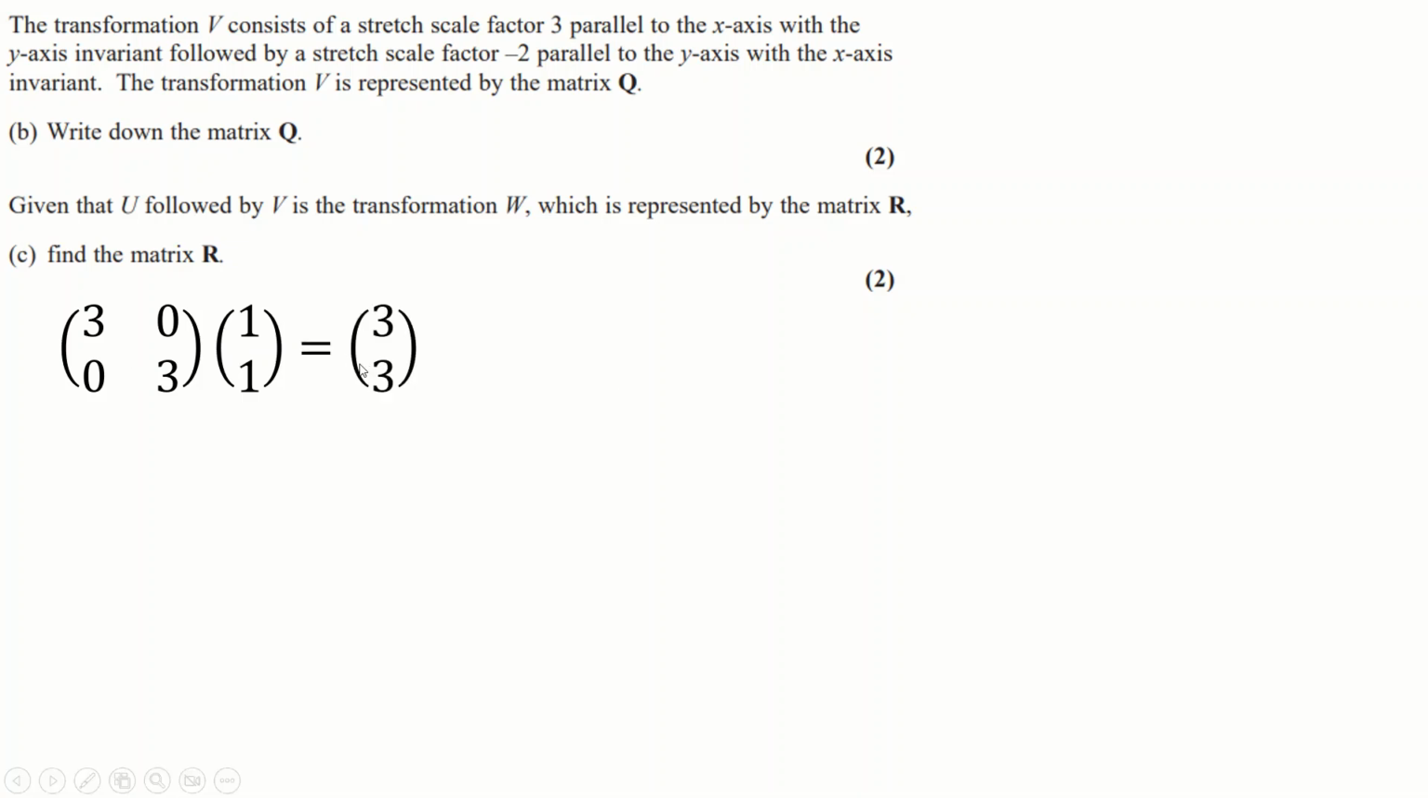Now this doesn't work. This goes to 3, 3, so this is an enlargement, kind of a normal enlargement in both axes. So that doesn't work. What was wrong with it, though, was that this was fine. We got the 3, which is what we wanted. This was wrong.